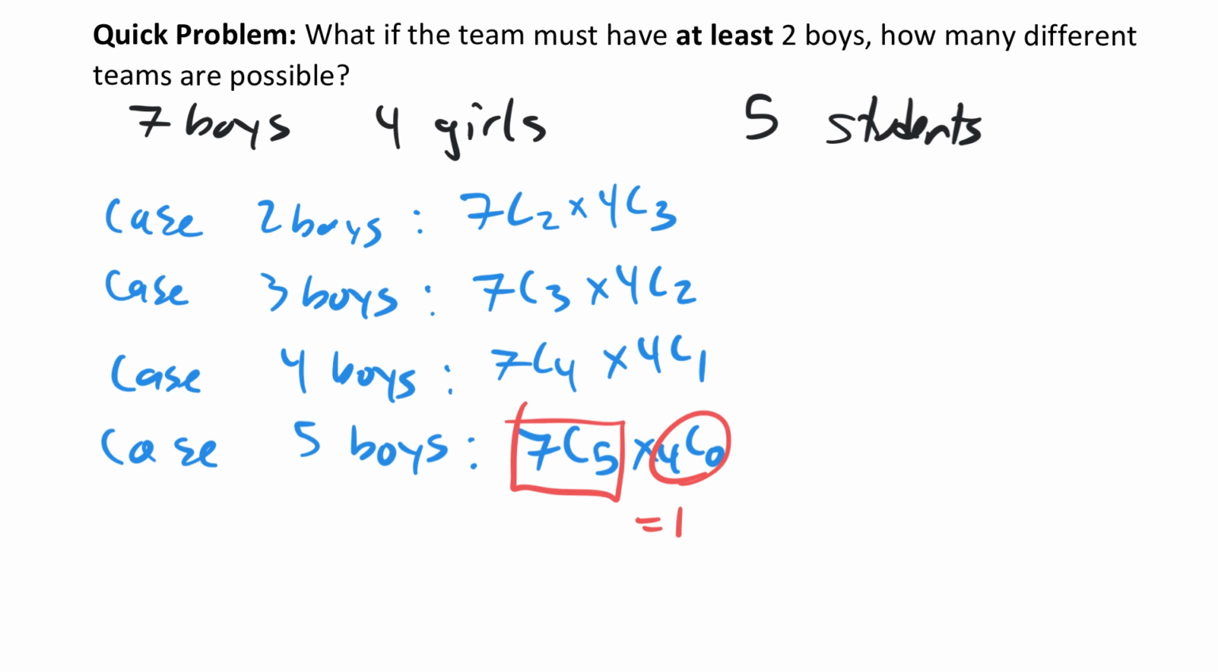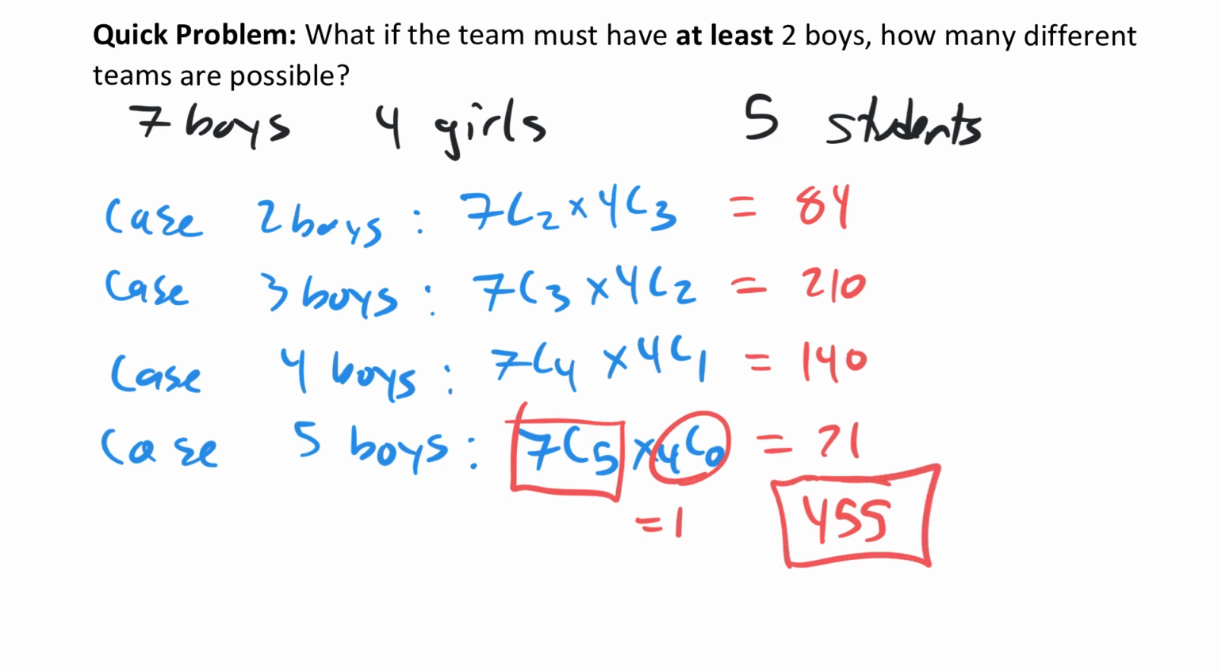So let's go ahead and calculate each one of these cases. We're going to get 7C2 times 4C3, that will be 84, 210, 140, and 21. So that's going to add up to 84 plus 210 plus 140 plus 21, 455 different teams.